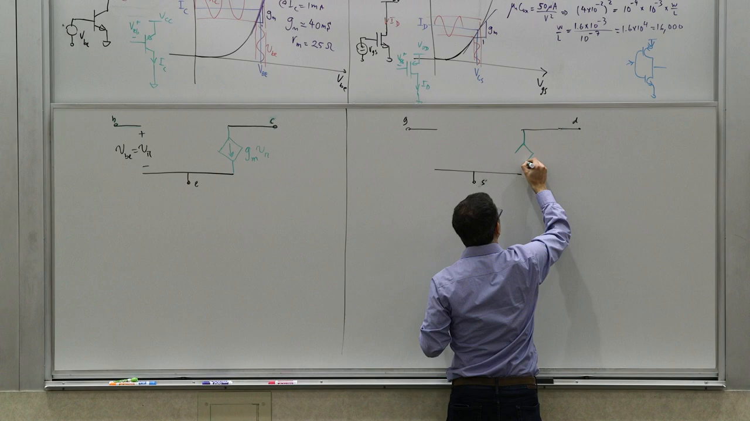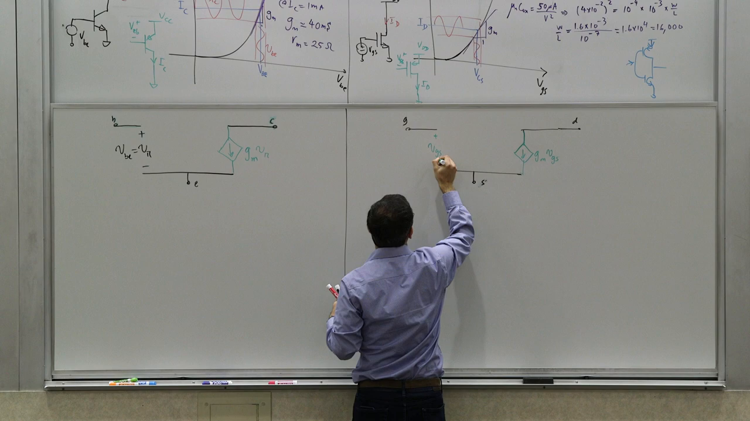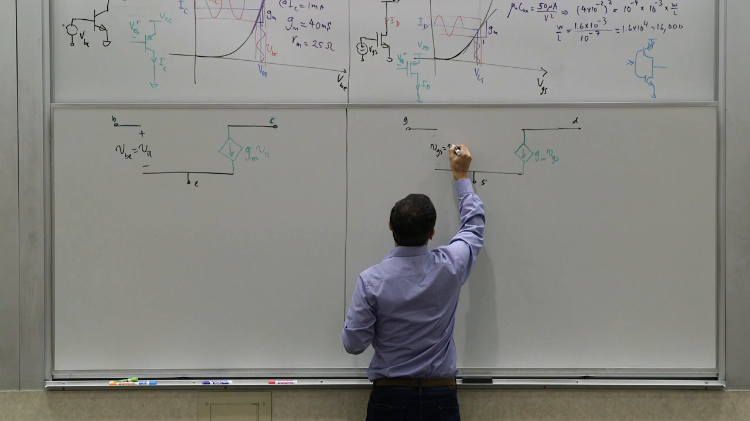So this is GM. You could call the controlling voltage V pi, or you could call it VGS. Interestingly, it's more common to call it VGS in a MOSFET and V pi in bipolar transistors, but as far as I'm concerned, they are the same thing.